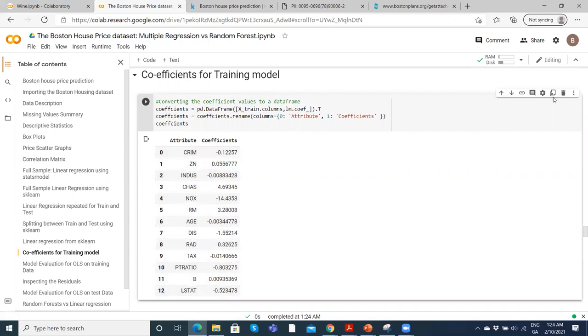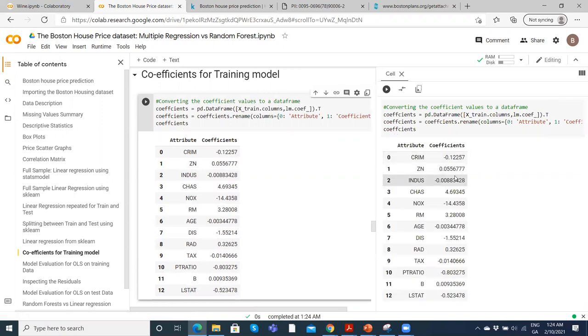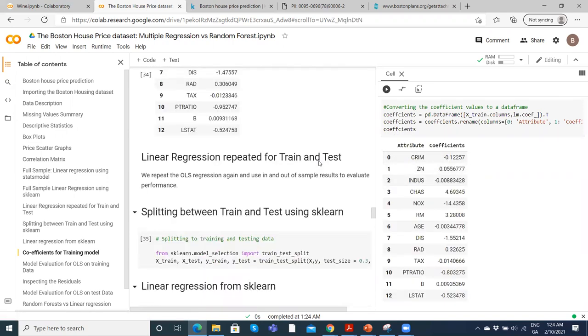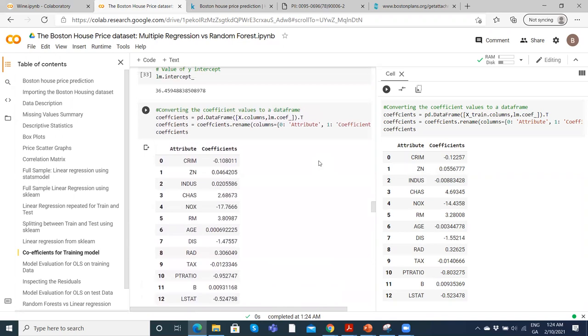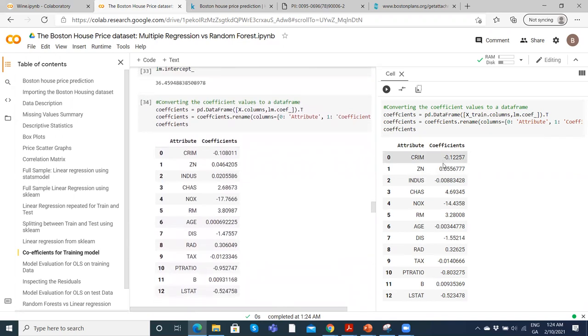Just to compare the training with the full sample, this is the full sample data set. You can see they're close. Most of the time, they share the same sign. In this case, it doesn't. I suspect this one wasn't statistically significant.